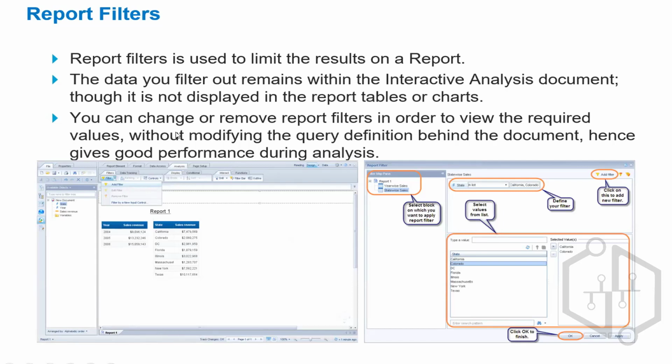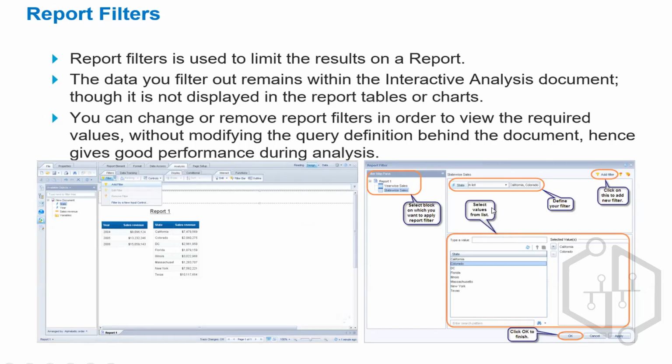The combination of these report tabs is called a BOBJ document. Actually, we say it as a report, but to say it clearly, it should be a document. The total report is called a document, and each tab is a report. So a report filter is used to limit the results on a report. The data you filter out remains within the interactive analysis document, though it is not displayed in the report tables or charts.